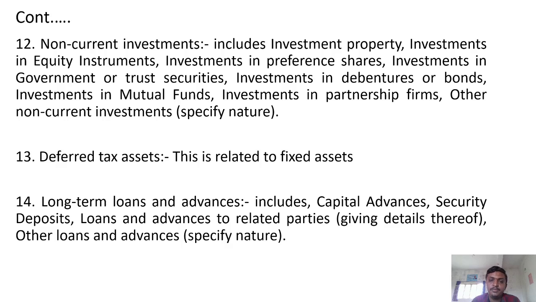So investments made for a long period are shown under non-current investments. That will be investments in property, investments in equity instruments, preference shares, government and trust securities, debentures and bonds, mutual funds, partnership firm, other non-current investments. That's for a long period. And deferred tax asset, that is related to tax asset, fixed assets.